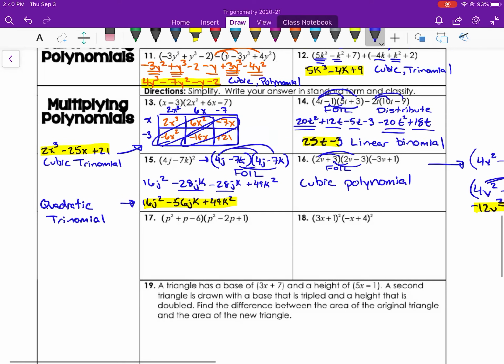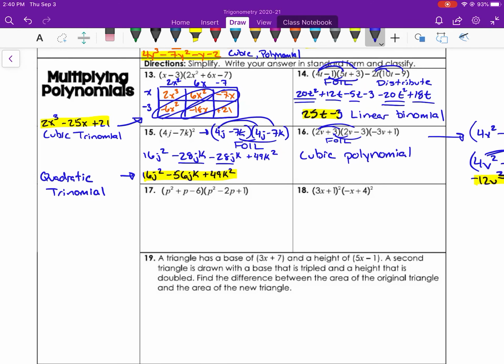Okay, number 17. I'll do the box method because it's crazy looking. p minus 6, and p squared, negative 2p, and 1. Yeah, so that's a lot of terms. That's why I'm doing it this way.